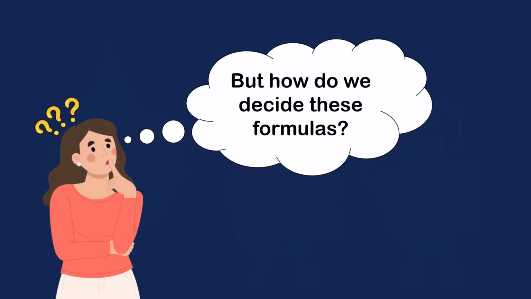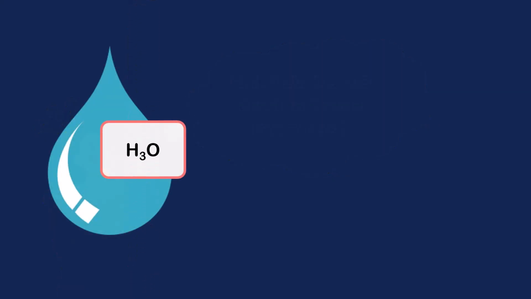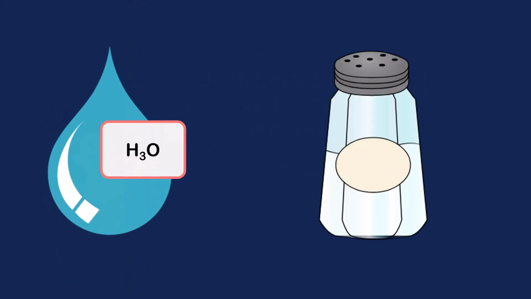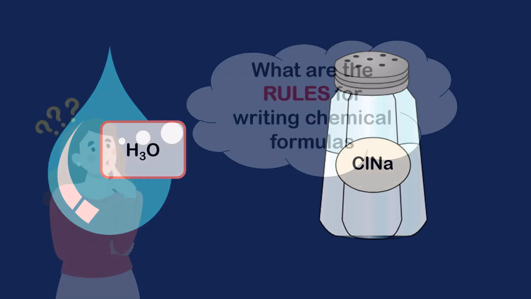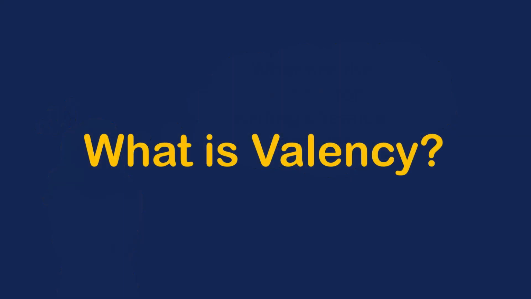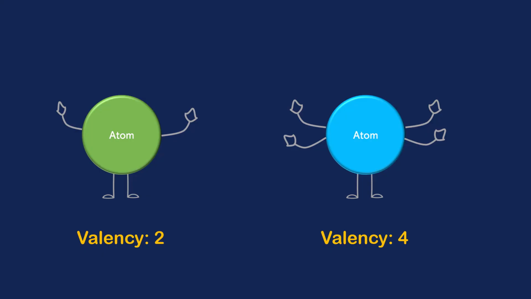But how do we decide these formulas? Why do we write H2O as water and not H3O? And why is salt written as NaCl and not ClNa? What are the rules? For that, we need to learn about something called valency. Now think of valency as the number of hands an atom has for bonding.